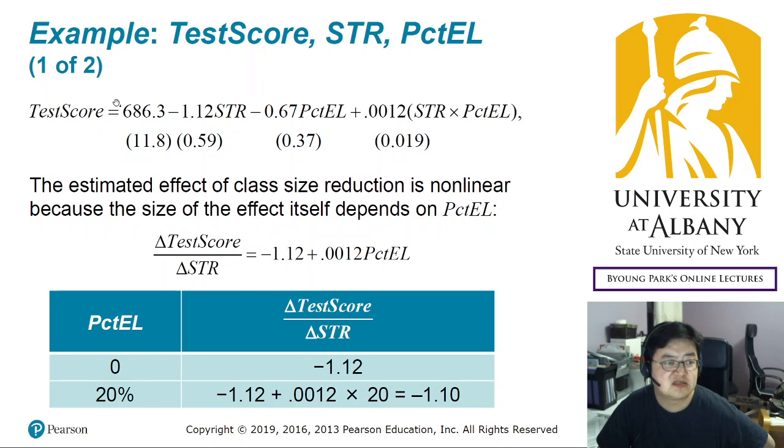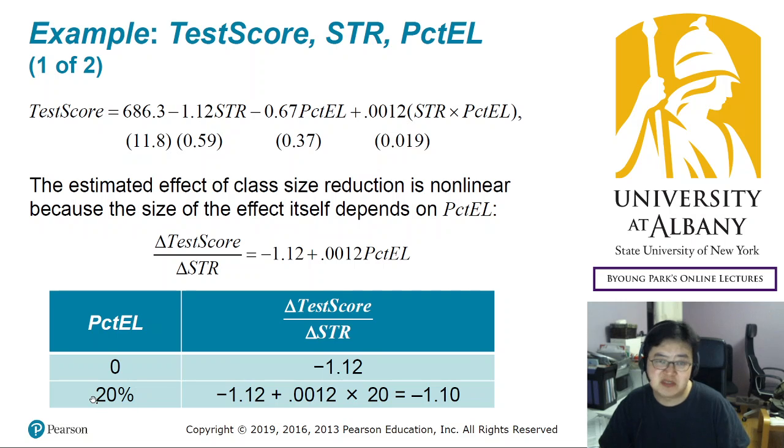the interaction term has a coefficient of 0.0012, which is still insignificant, but let's just ignore the significance. And the coefficient in front of student to teacher ratio is minus 1.12, which means when percentage of English learners is 0, the effect of student to teacher ratio is minus 1.12. However, when the percentage of English learners is not 0, for each additional percent in English learners, you have to deduct this much from this coefficient.